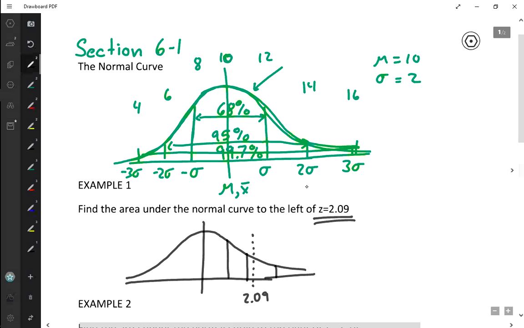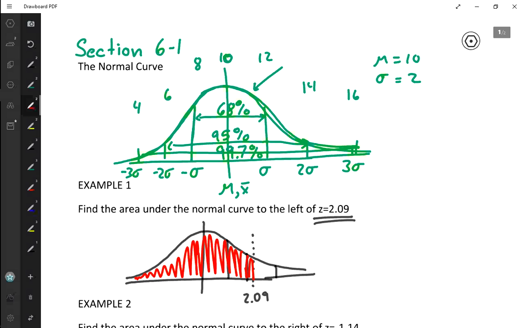Notice what it says here. Find the area under the normal curve to the left of z equals 2.09. So to the left of that is all of this data here, all of that area under the curve. That's the area we want to find. Now, the area underneath the normal curve equals 1 if you look at all the area. But I'm not looking at all the area. I'm only looking at the area to the left of the z-score of 2.09.